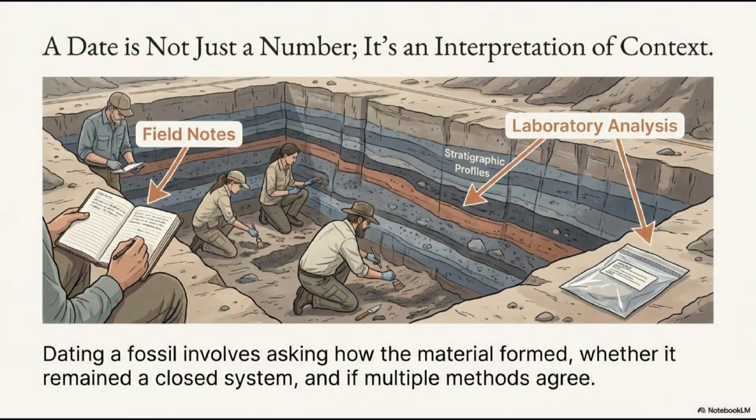Now think about this. All these methods depend on understanding not just the fossils themselves, but the geological context in which they were found. Dating a fossil is never as simple as applying one technique and reading off a number. It involves asking how the material formed, whether it remained a closed system, and whether multiple dating methods agree. This is why field notes, stratigraphic profiles, and laboratory analyses all come together to produce a final age estimate.